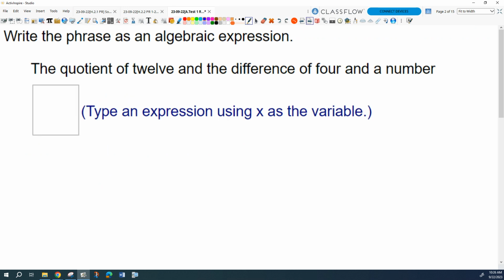Okay, how about something like this? If I'm using x as the variable, how could I say the quotient of 12 and the difference of 4 and a number? Think about that one for a second.